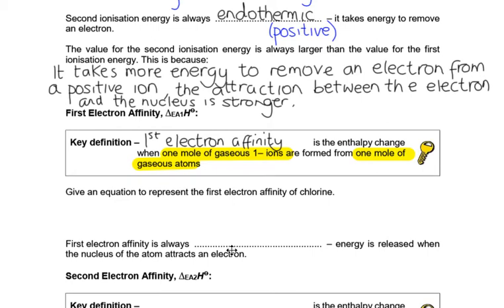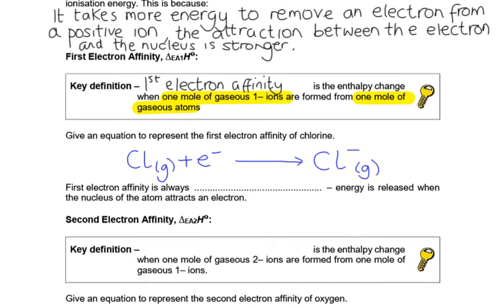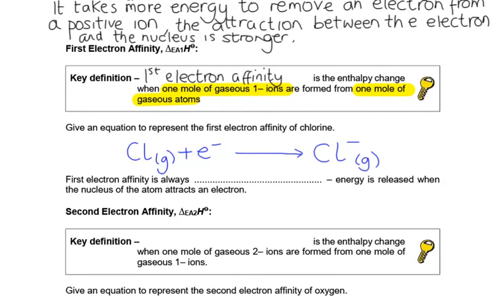So write an equation to represent the first electron affinity of chlorine. So 1 mole of gaseous 1 minus ions are formed from 1 mole of gaseous atoms. And to get from there to there, we would need to add a mole of electrons. So the nucleus has got protons in it. At the moment it's sitting there, it's neutral, but the protons in the nucleus will still be attracting the electrons. So we're attracting, and anything that is an attraction releases energy, so is exothermic, a negative enthalpy change. This is a negative one.